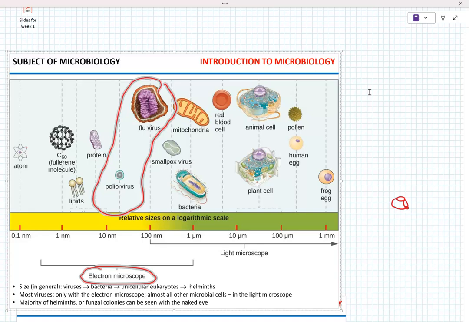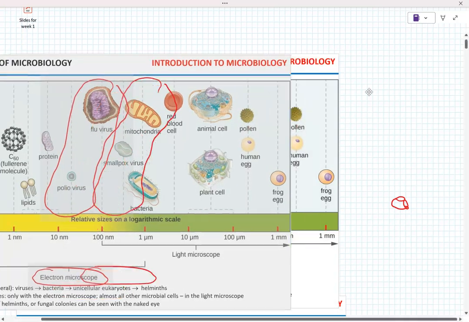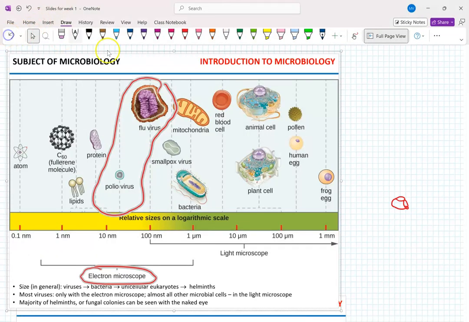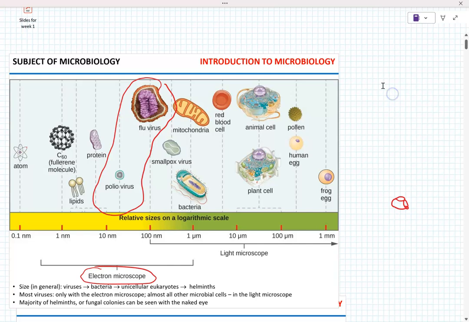For other microorganisms, such as bacteria or archaea or protozoa, usually you can use a light microscope and it's fine. Some bacteria are super small, so you better be using electron, but overall that would follow suit. So far, any questions? We're good?